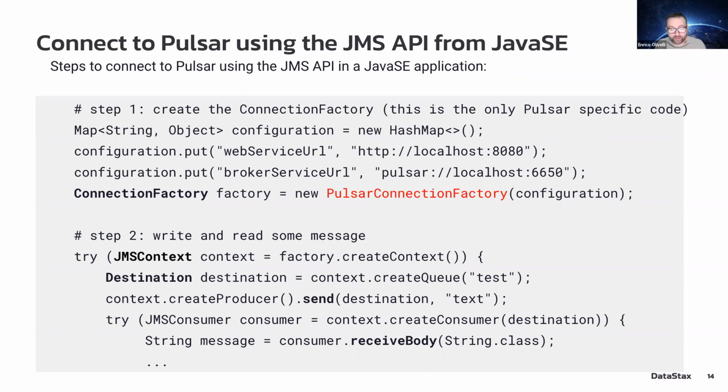Once you have a connection factory, you write just regular JMS code. You create a JMS context, you get a reference to a destination. Here, create queue is not about creating a queue, but about creating a queue reference. And then you can write data to your destination and you can read data. It is very simple, the JMS API, and you can use it.